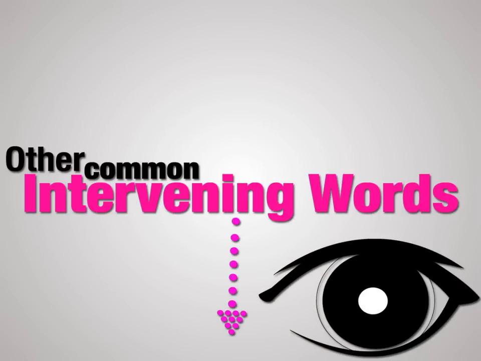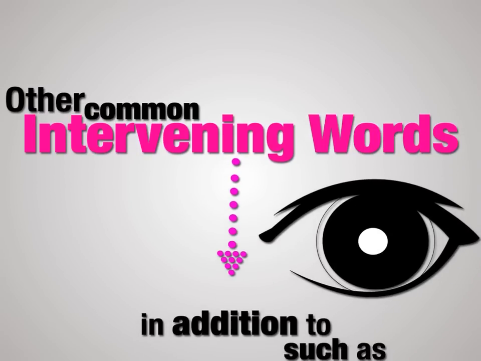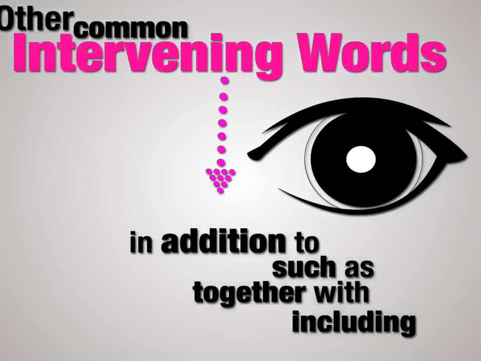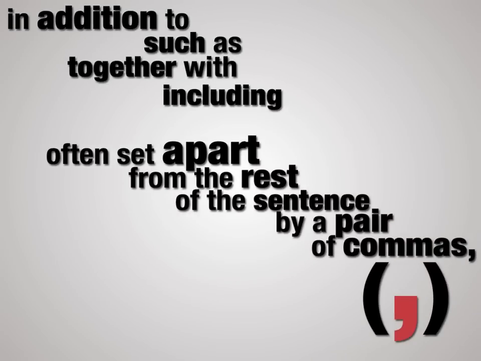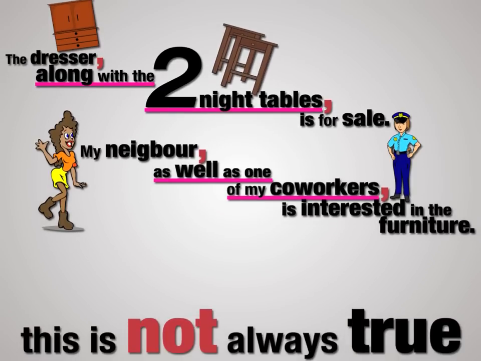Other common intervening words to look for include in addition to, such as, together with, or including. These are often set apart from the rest of the sentence by a pair of commas, such as in the 2 examples shown. But this is not always true.